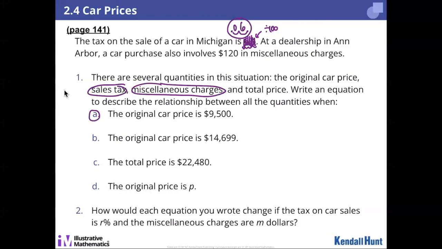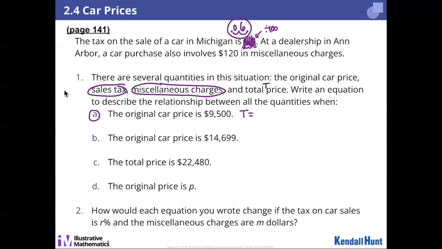It says the original car price is $19,500. So if we're going to start writing our equation here, one thing that I know has to be true is we have to calculate the total price of the car. Now, in this example, because we don't know the total price of the car, we're going to leave this piece as a variable. Now, you can use something else other than T. I'm specifically going to use T.